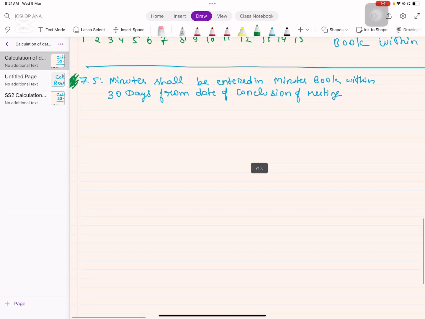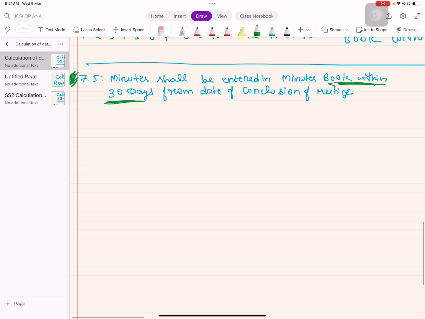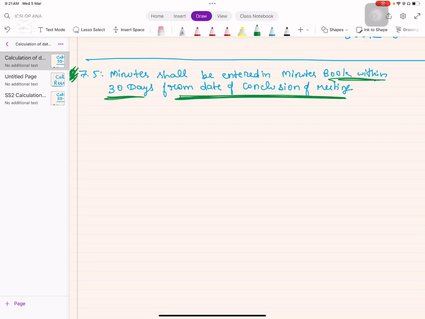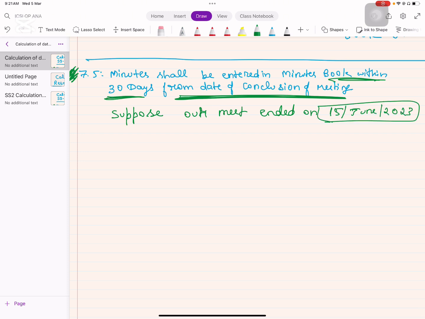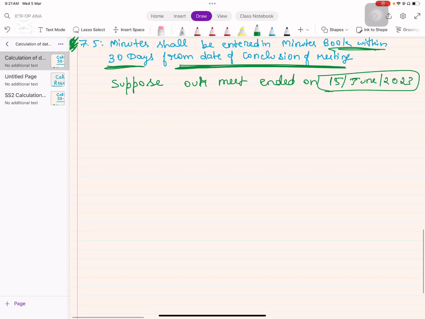Now, last point: minutes shall be entered in the minutes book within 30 days from date of conclusion of meeting. Suppose our meeting ended on 15th June 2023. What will our answer? Simply, we can use the subtraction method. 30 days minus days remaining in June counted from 15, that is 16, is equal to 14. So 14 July will be our answer.